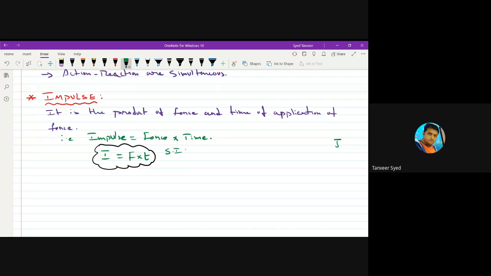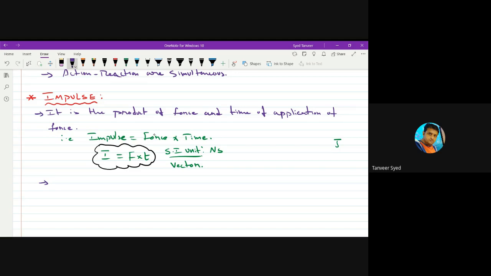Then what should be the unit of measuring impulse? Impulse is measured in Newton seconds, because force is measured in Newton and time is measured in second. So the SI unit is Newton second. And this is also a vector quantity. Impulse is a vector quantity. So what does this impulse tell us? What information does it give?